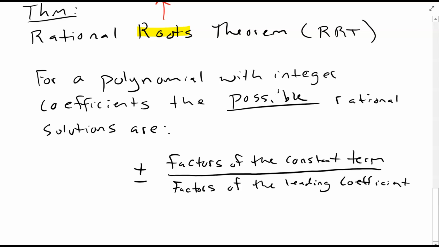Okay, so what this rational roots theorem says is for a polynomial that has integer coefficients, the possible rational solutions are positive or negative, the factors of the constant term divided by the factors of the leading coefficient. So let's look at an example where we apply this, okay?